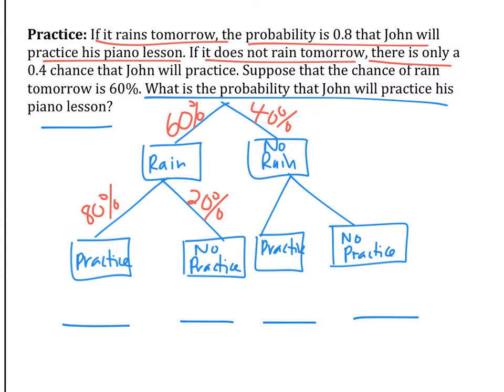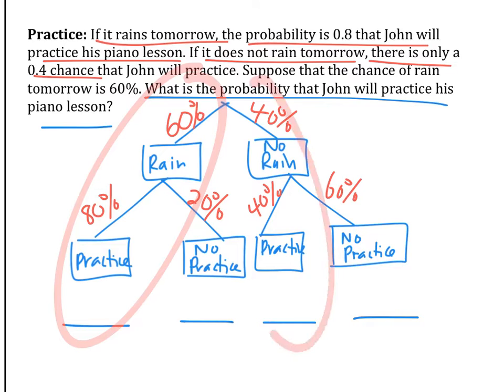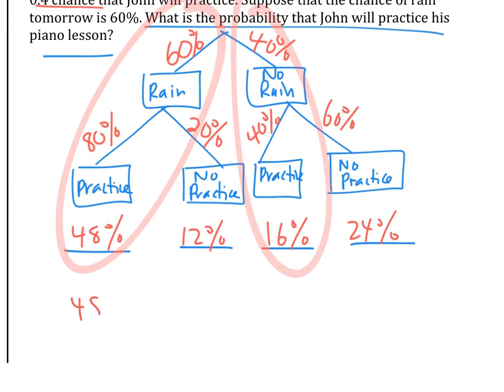If it does not rain, there's only 0.4 chance that John will practice. So that is 40% here and 60% here. So then what is the probability that John is going to practice? Look at all the possibilities where he is going to practice and multiply the probabilities together. So this is 48%, 16%. Let's fill out the rest just so you can double check. Then we just add the 48% plus 16%, and that's going to give us 64%. So there's a 64% chance that tomorrow he is going to practice.